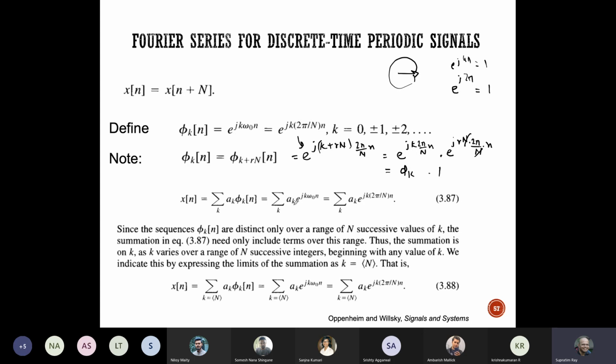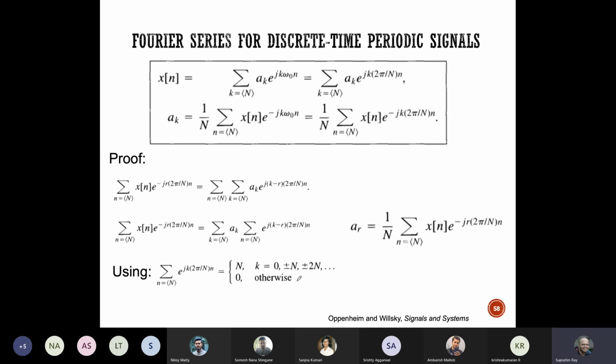Now we can ask, how are we going to find the a_k's? It turns out the formula is very similar to before. This is the synthesis equation, which is similar to what we had before. But now the question is, how do you find a_k? a_k will be given by this formula.